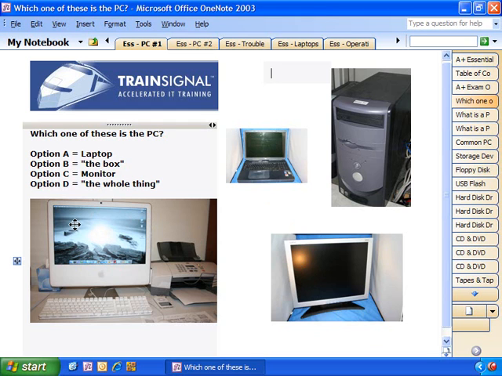Option D, I just called it the whole thing. So here you have a Mac. Is that Mac a PC, by the way? You've got a printer, you've got a keyboard, mouse, there's even an iPod there. Is that a PC? And my point of this little quiz is PC is such a generic term.